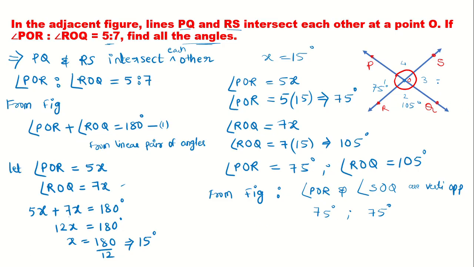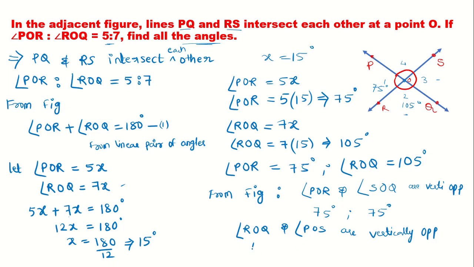Next, we found angle 3. Now, what is angle 4? It is POS. What is the angle opposite to POS? It is ROQ. That is the second angle, right? So, from the figure, angle ROQ and angle POS are vertically opposite angles. So, vertically opposite angles are equal.